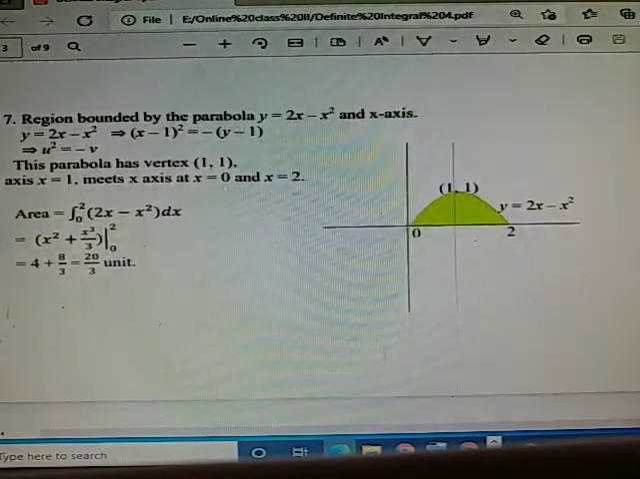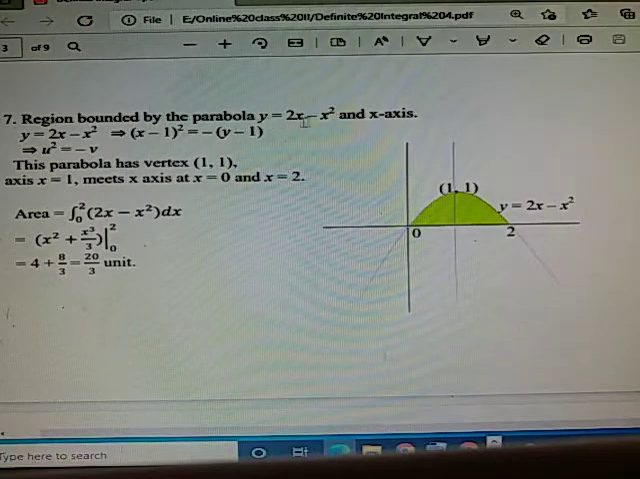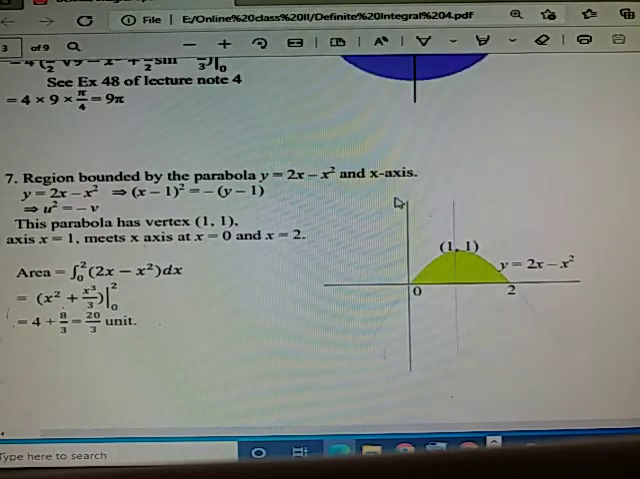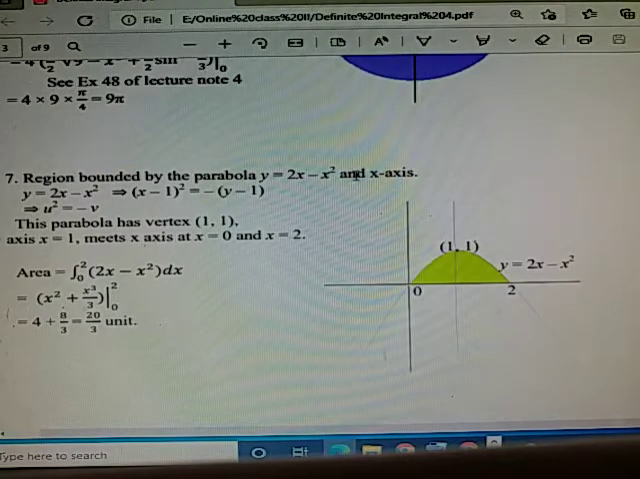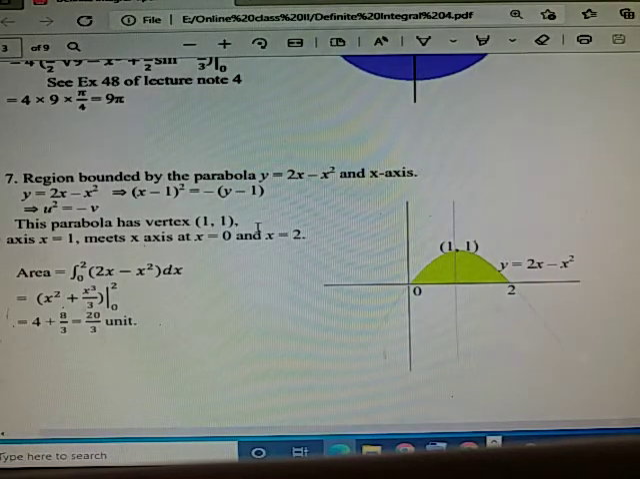Number 7: the region bounded by the parabola y equals twice x minus x square and the x axis. So this is a parabola, y equals 2x minus x square, and the x axis. So y is equal to this one, and (x minus 1) whole square equals minus (y minus 1). So the parabola has vertex (1, 1).